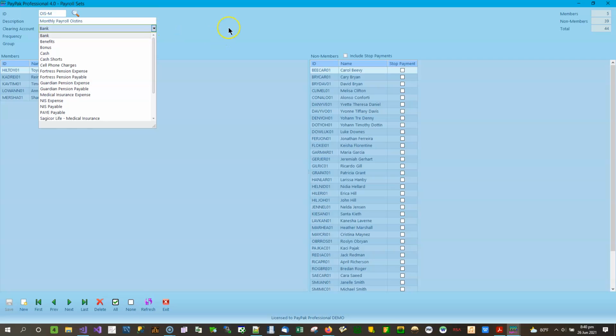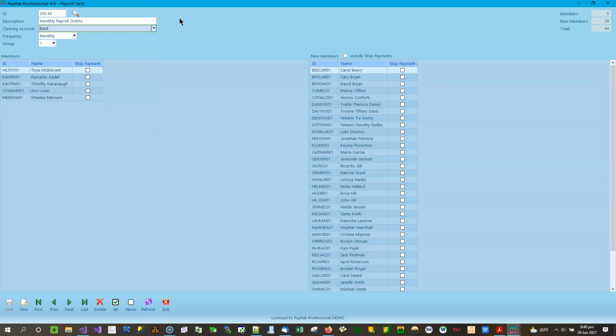Typically, as I said, it's the bank account. And that account will be generally credited. There'll be one credit entry for the net pay for the employees. So that's the first thing. That's the first section of the ones on the list here. That's where the money comes from.